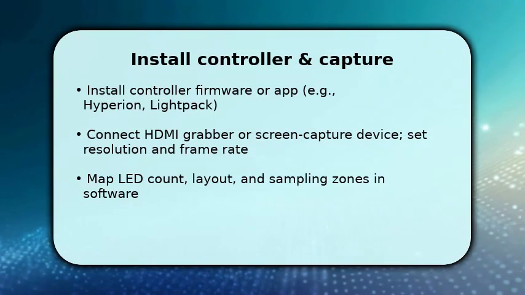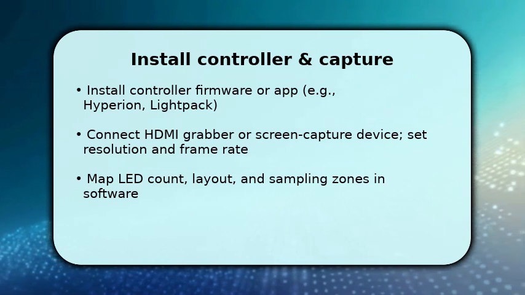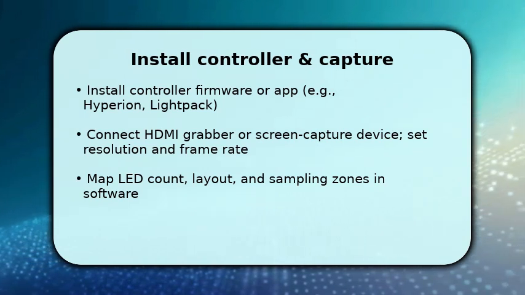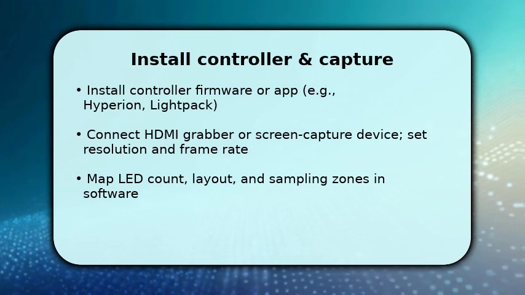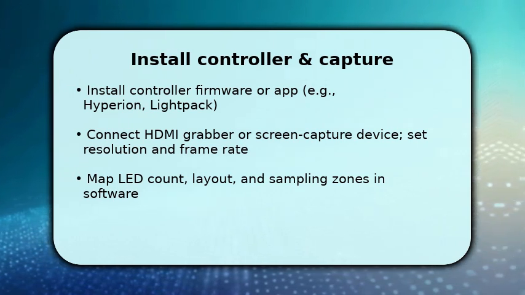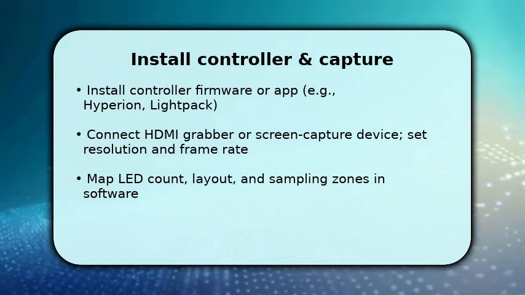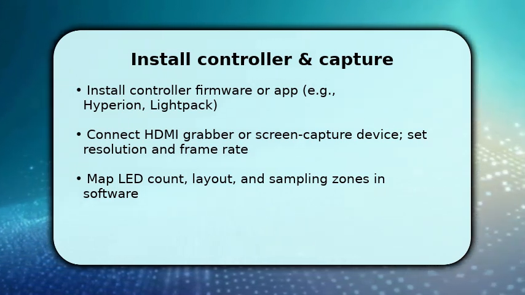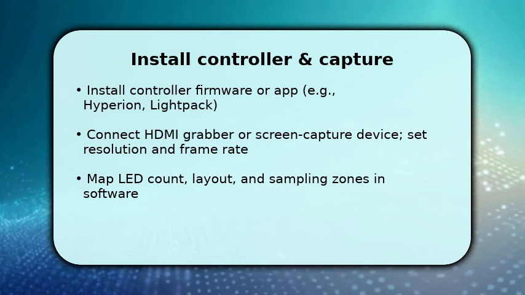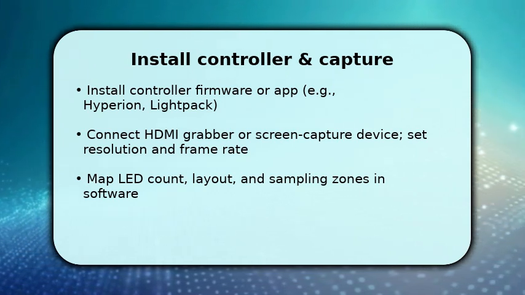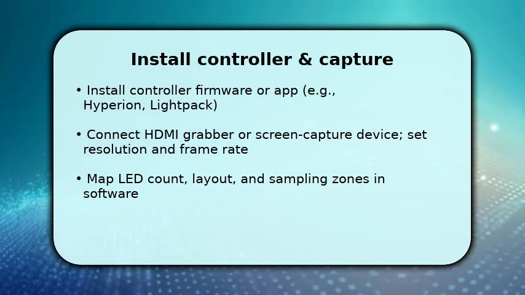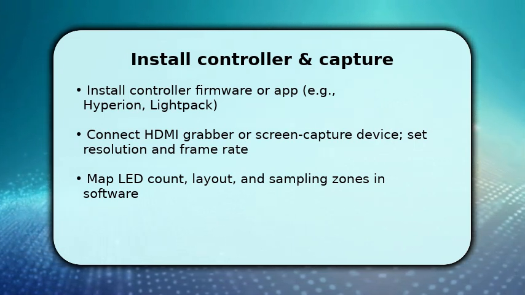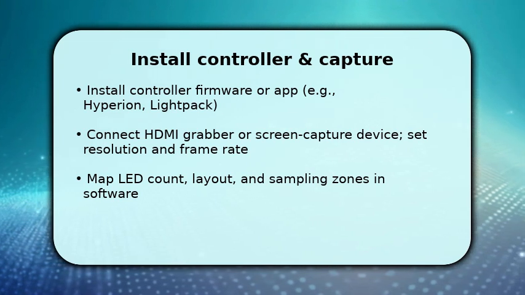You now configure the controller and capture method to read the TV image. Install the controller firmware or the PC app, then connect an HDMI grabber between the source and TV or enable software screen capture on the same device. Grabbers avoid DRM issues. Next, set the capture resolution and frame rate to balance responsiveness and CPU load.